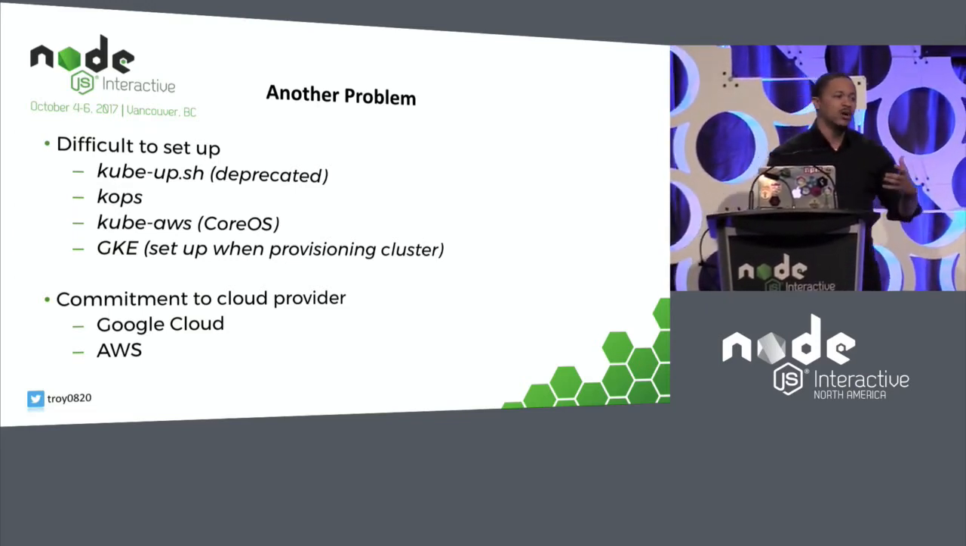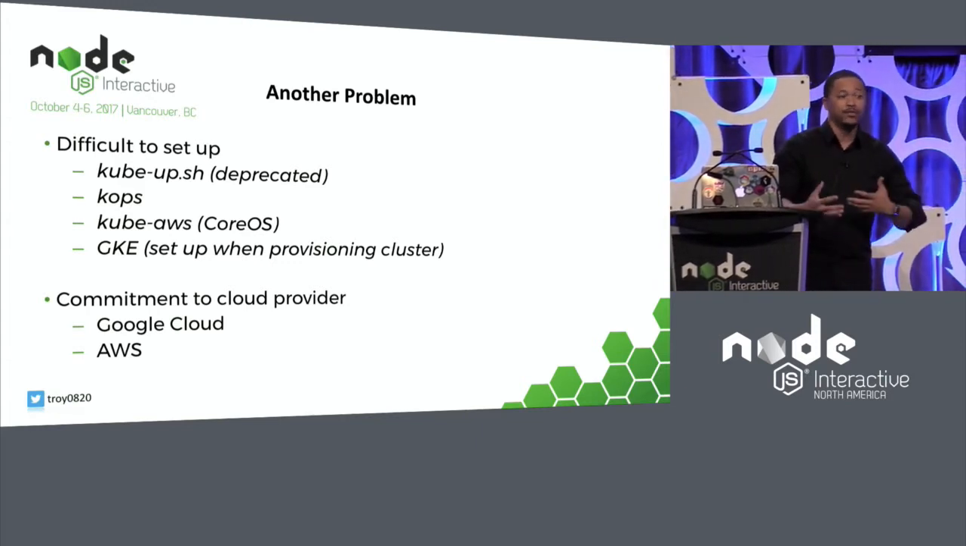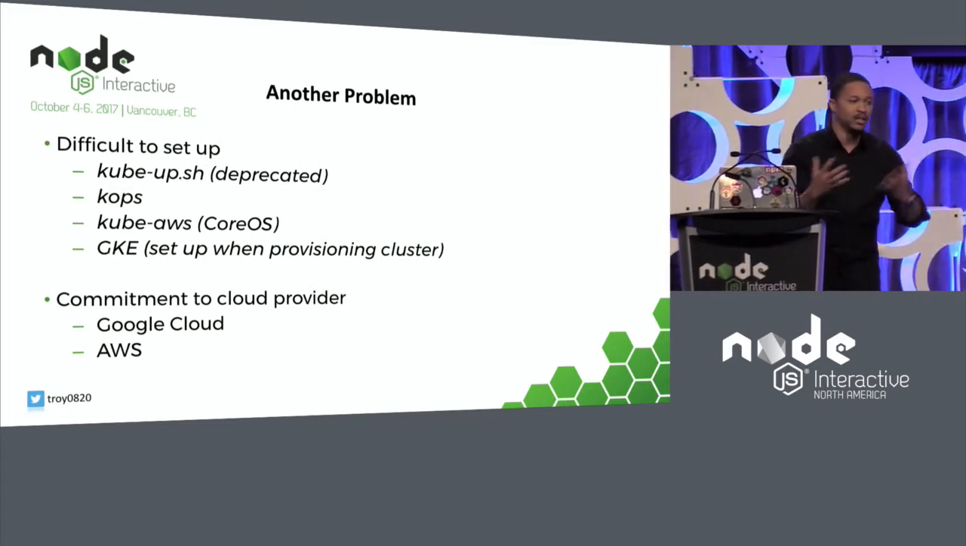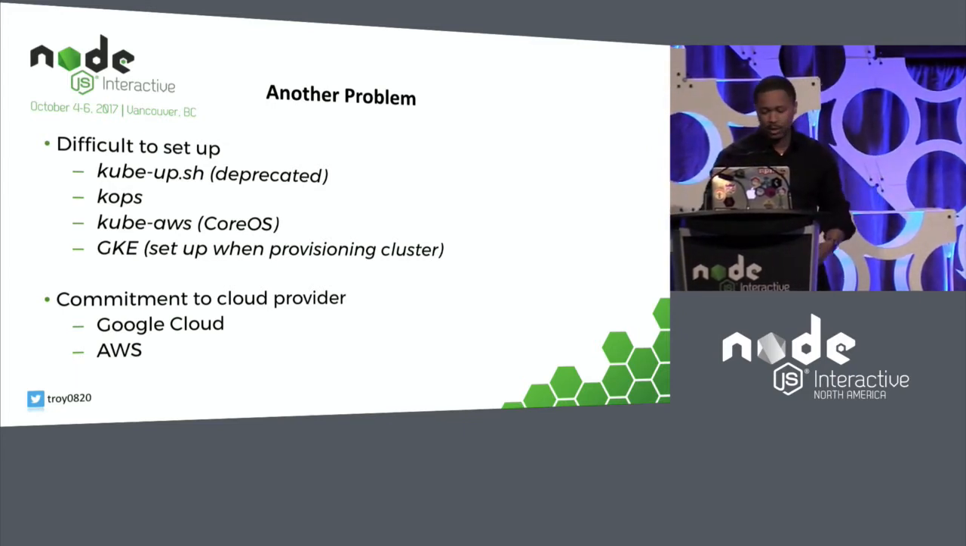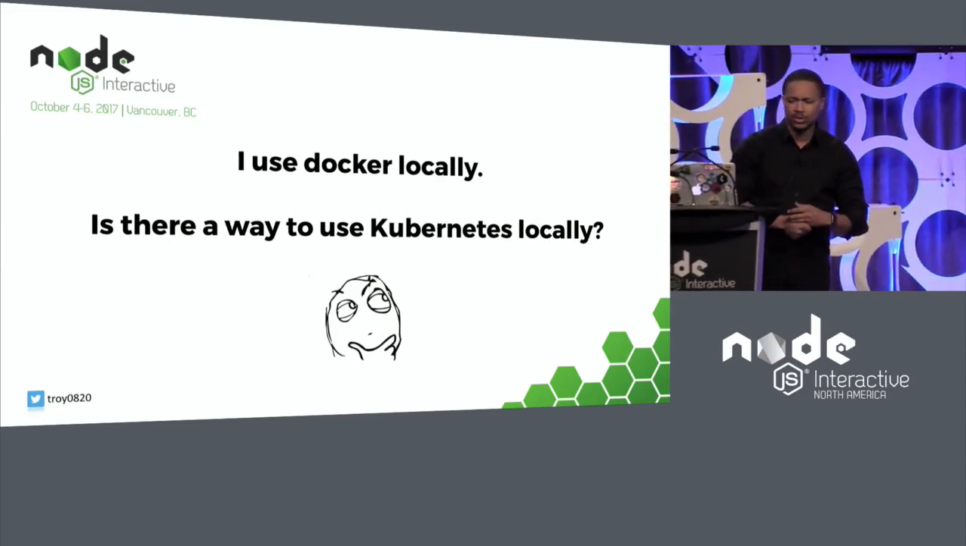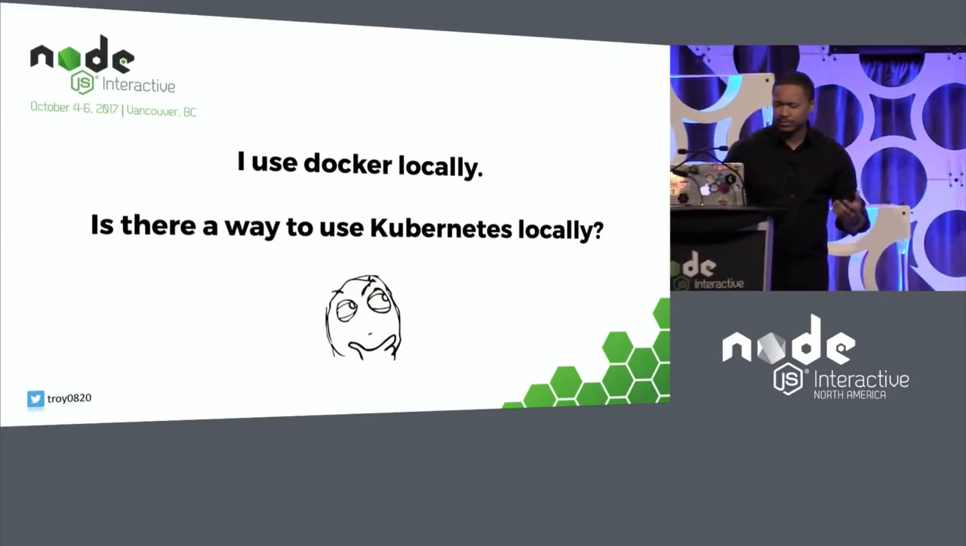And then you're actually locked in a commitment to your cloud provider if you do that. So now, if I'm with AWS or GKE, I have to stay there because of who I have Kubernetes hosted with. But you use Docker locally, you know how to do that. So can I use Kubernetes locally?